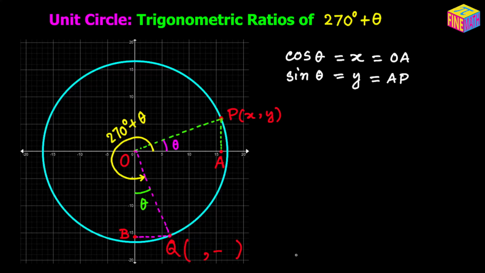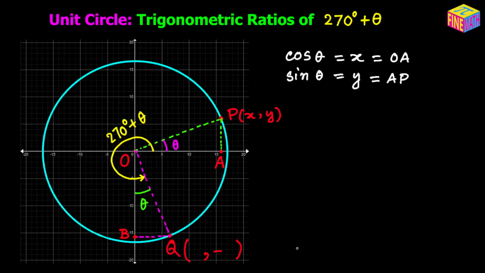So now if that is the case, then you can easily imagine the angle BOQ, that little angle, would definitely be equal to theta, because total angle for three quadrants would be 270 degree and we have to go theta angle beyond the 270 degree. So that little angle, the BOQ angle, would be equal to theta.